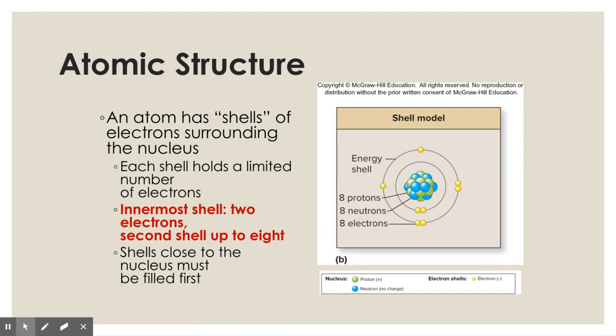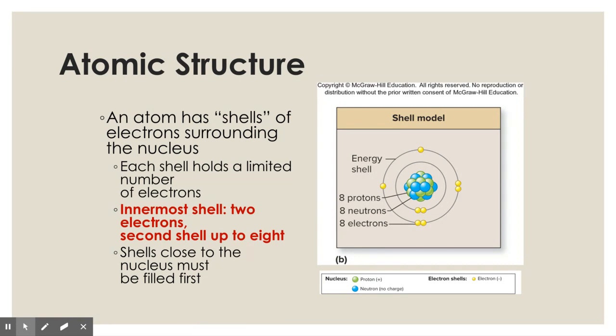And that shell can hold up to 8. We call this the octet rule, that it has to hold up to 8. It cannot hold more. It can hold less. And then, of course, we fill that shell up with 8 before we move on to the next one.